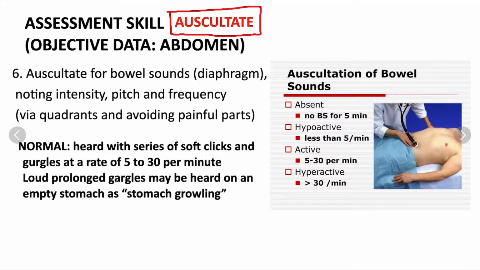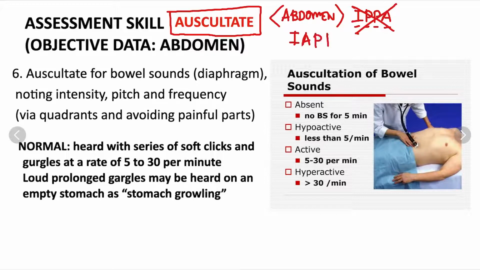So in the pattern of assessing the abdomen, okay, let me just be clear. For the usual assessment, we follow the format of IPPA, which is inspection, percussion, palpation, and auscultation. But for the abdomen, we would not be following that pattern. We do the pattern of inspection, auscultation, percussion, and palpation.